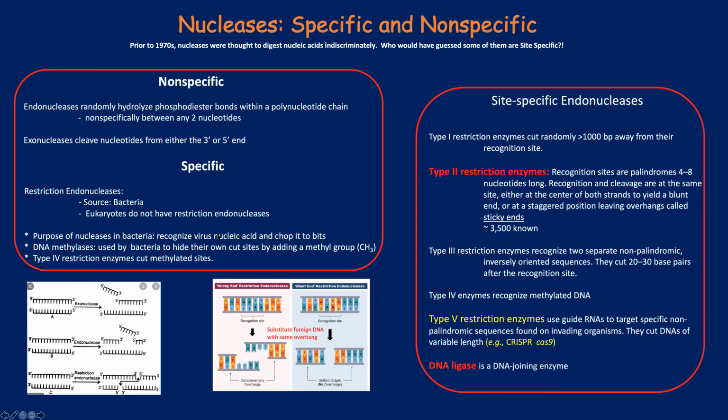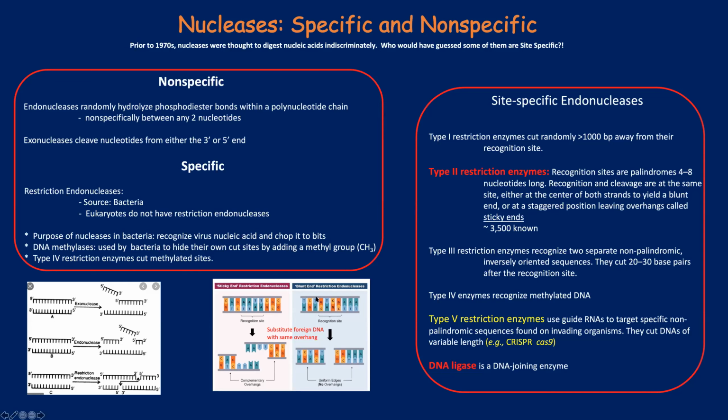So if a bacterial cell is attacked by a virus, which injects its nucleic acid, the restriction endonucleases of the bacteria have sites in the virus DNA and cut at those sites, thus destroying that DNA. The bacteria have methylases by which they hide their own restriction enzyme sites so that they don't digest themselves.